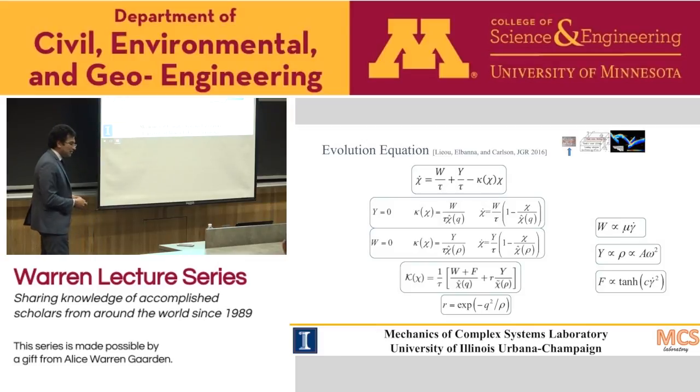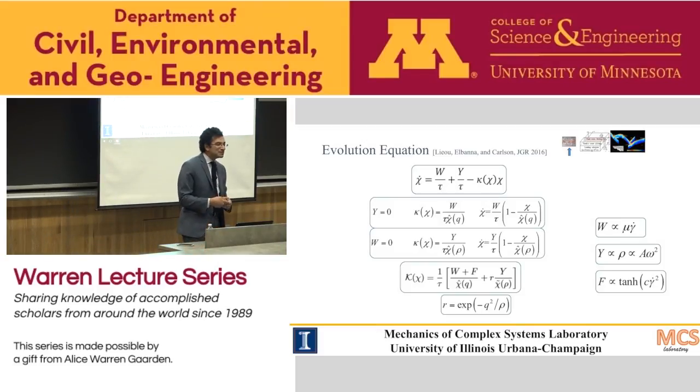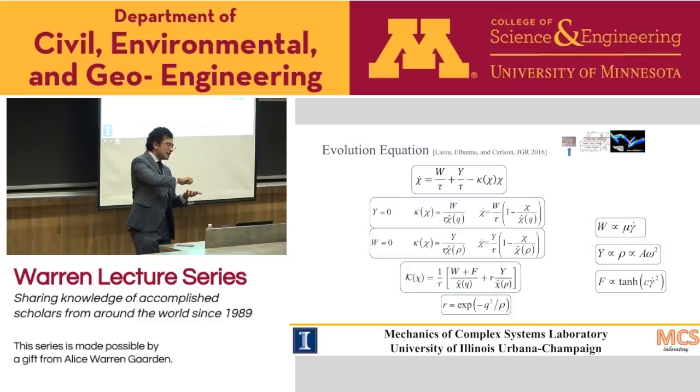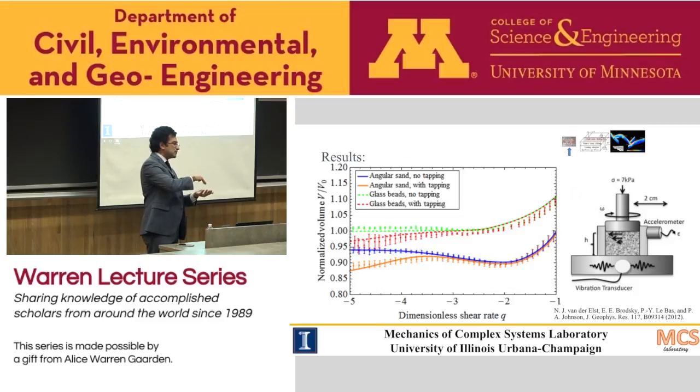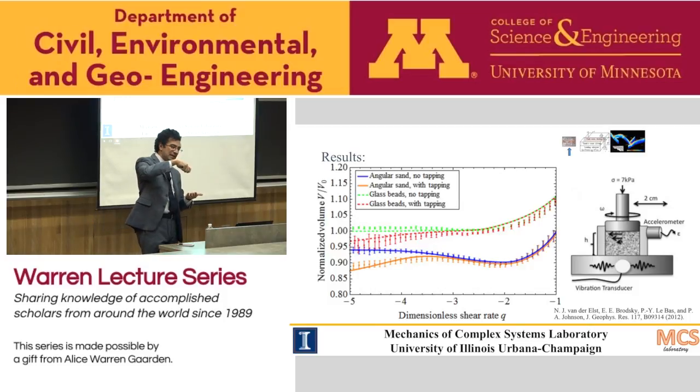So we put that theory together. Of course, I'm presenting the theory first, but actually we were presented with the experiments first. This is an experiment that was done in Santa Cruz by Emily Brodsky's group, where they have a torsional apparatus where they can shear glass beads, angular sands, different types of granular material, and they can also put an acoustic transducer on their apparatus so they can send pulses.